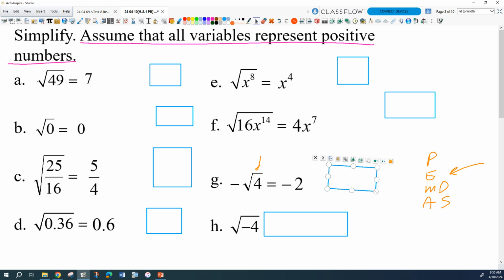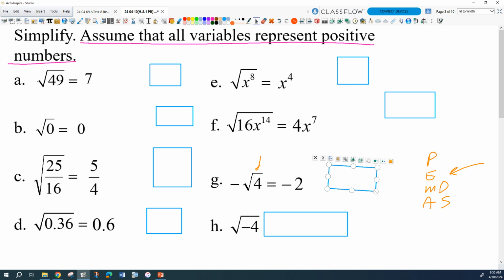Not possible, right? How come? Well, what number could you square to get -4? Nothing. If you square a real number, the result is always non-negative. Could be 0. How could I get 0? 0 squared is 0. But any other number squared is going to be positive, right?